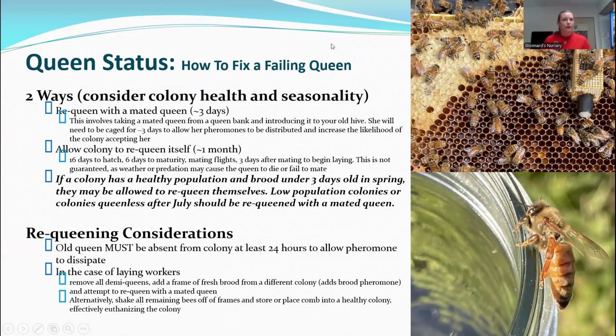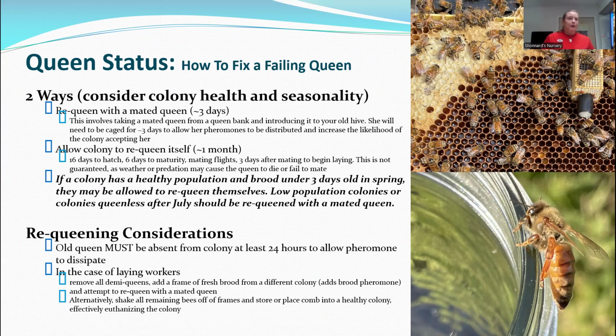So there are 2 ways to requeen, depending on seasonality and colony strength. If you have a very, very strong colony and it's really early in the season, you've got lots of time, lots of nectar flow left, you can allow the colony to requeen itself, but it does take time. So if you're seeing supersedure cells, you're seeing swarm cells that are being filled and you don't have a queen around, you can allow them to requeen themselves, but it takes the queen, like I said, 16 days to hatch. And then after that, it takes her about 6 days to reach maturity, get her flight muscles all ready to go. And then she leaves on her mating flight.